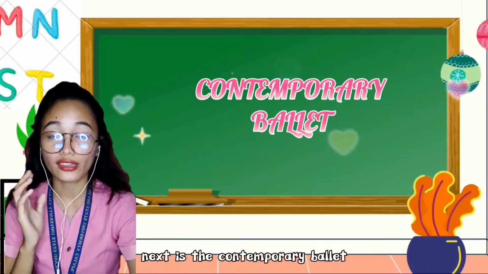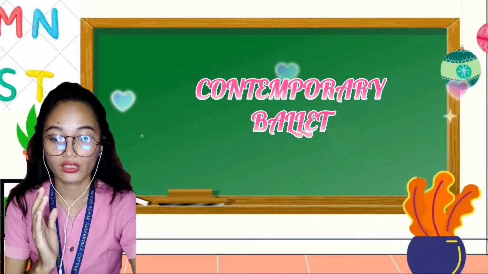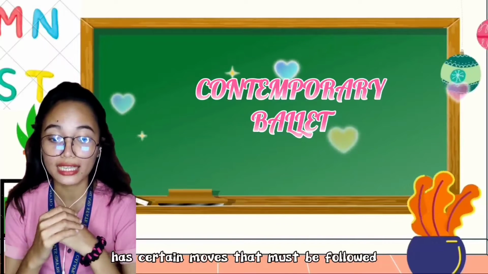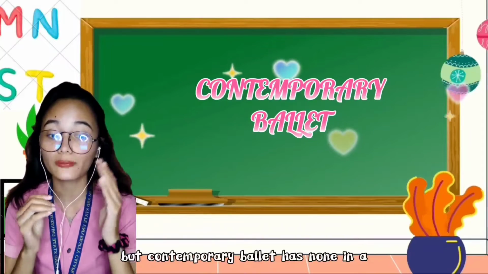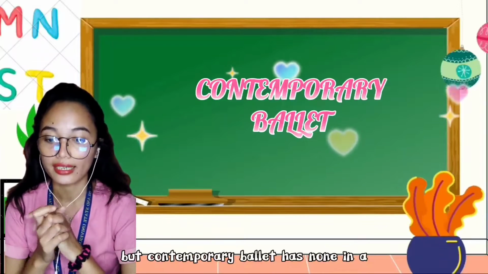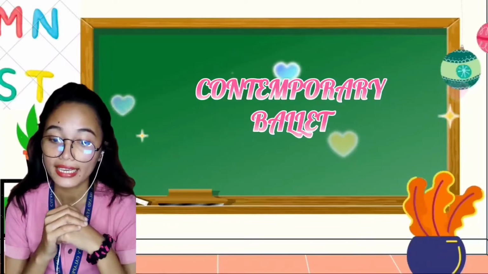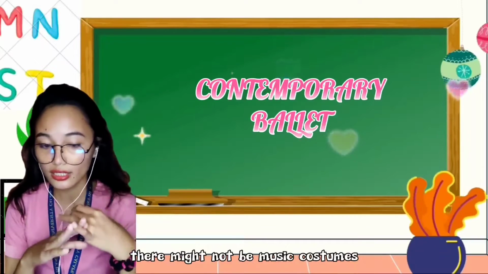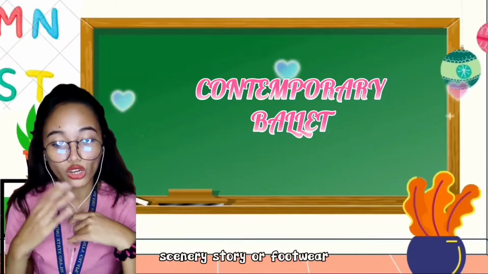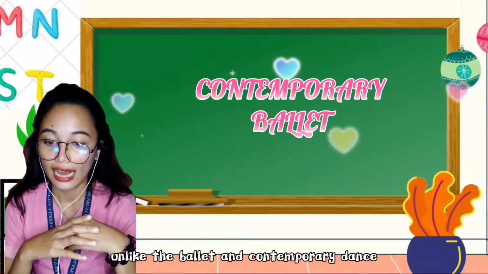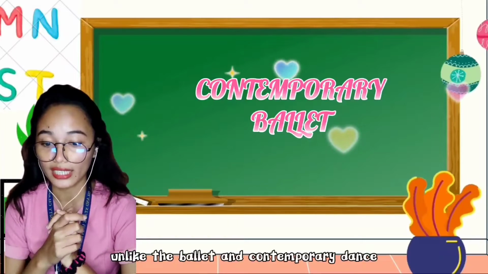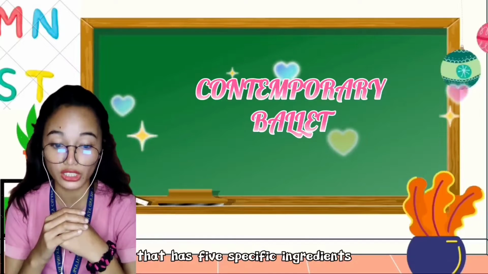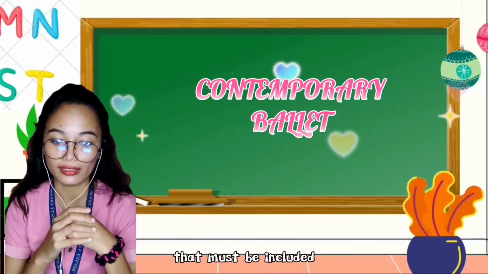Next is the contemporary ballet. A classical ballet has certain rules that must be followed, but a contemporary ballet has none. In a contemporary ballet, there might not be music, costumes, scenery, story, or footwear, unlike the classical ballet and the contemporary dance. It is a classical ballet that has 5 specific ingredients that must be included.